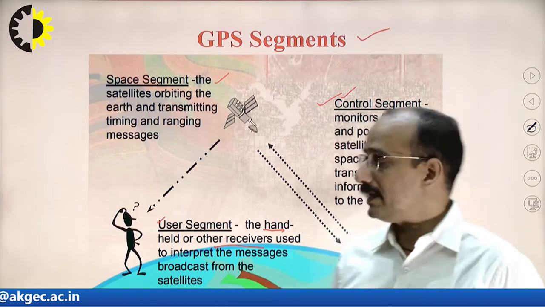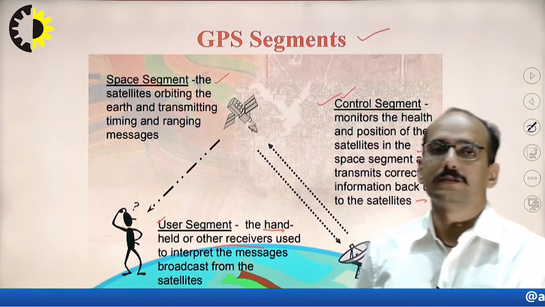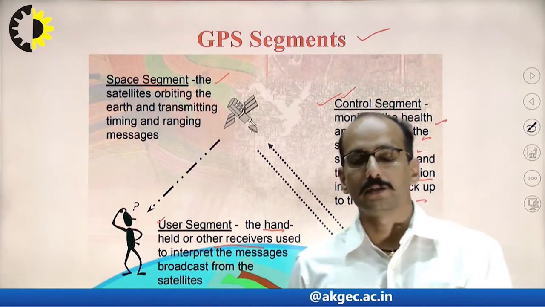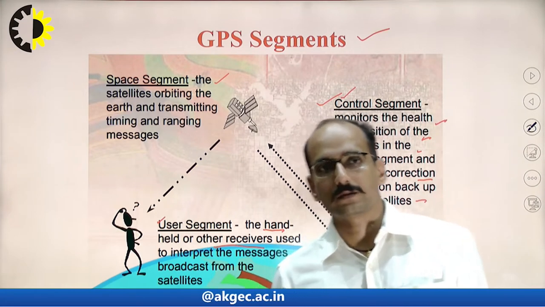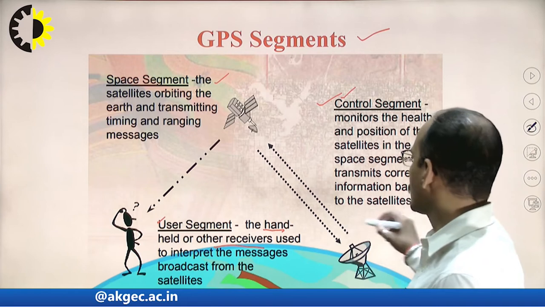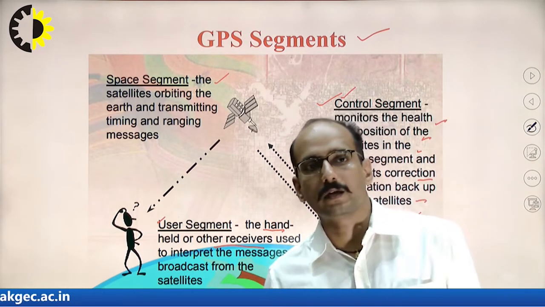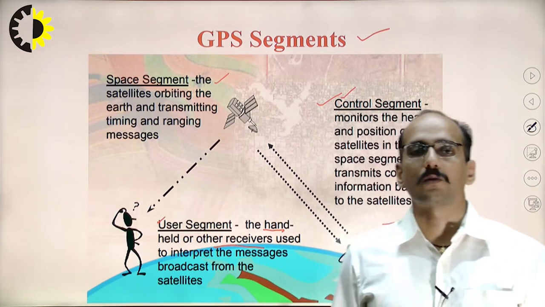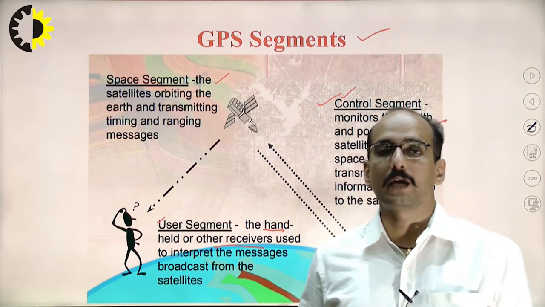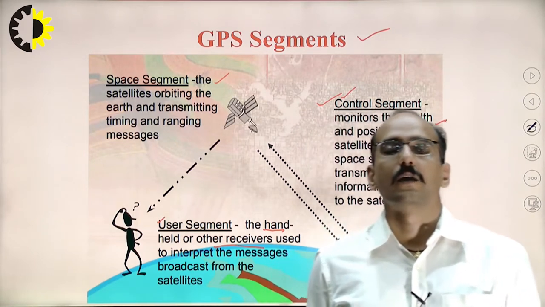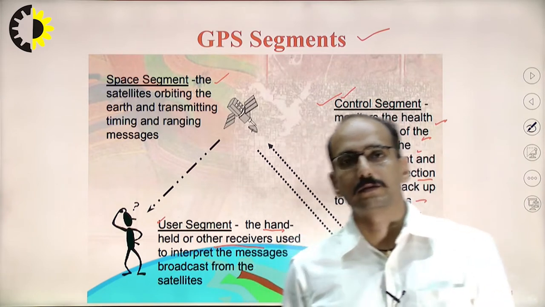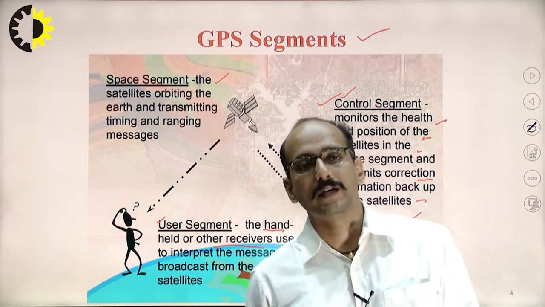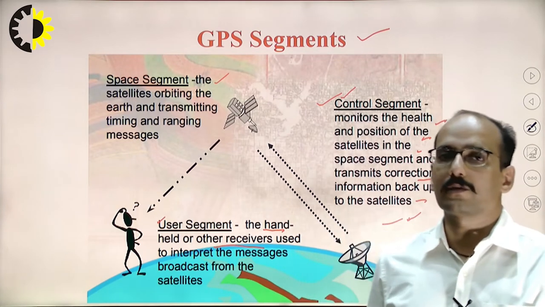So combinedly, these three segments define the GPS segment, and that GPS segment gives you a complete view of the GPS architecture. So whenever it is asked what the GPS segment basically is, the GPS segment is basically the combination of space segment, control segment, and user segment. The user segment is the basic GPS receiver located on the earth or in the inner atmosphere, while the space segment has a group of 24 satellites located in MEO orbits, and the control segment is located on the Earth's surface, which transmits and receives data from the space segment to continuously monitor the health and position of the satellites in space.